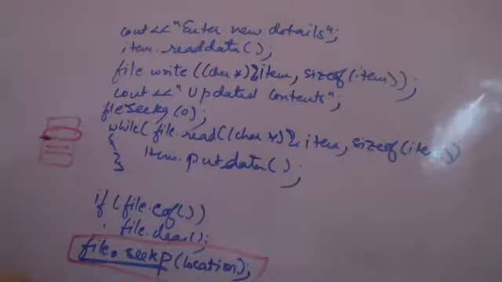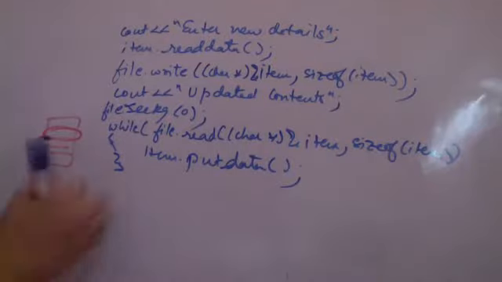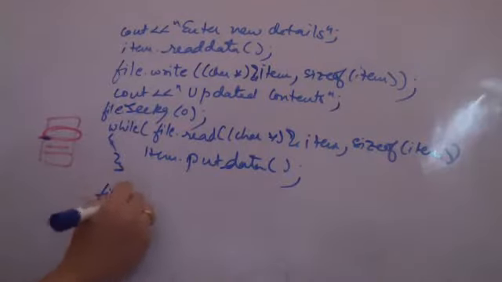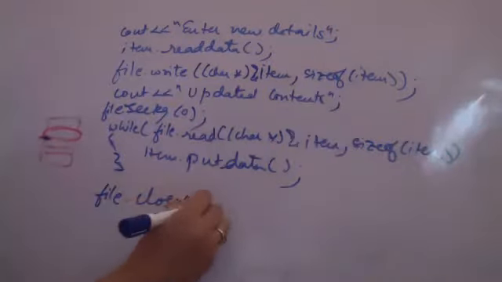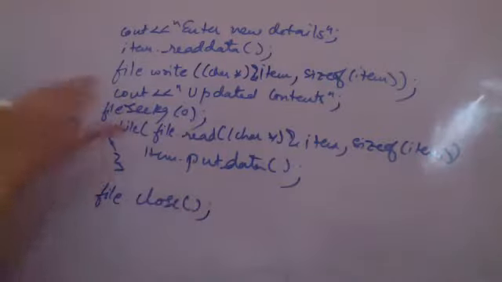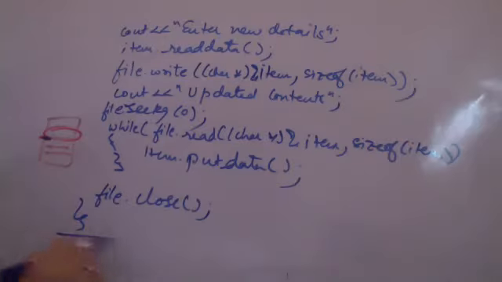After this loop is over, I want to close the file, so I will call file.close. हो गया मेरा सारा काम. I have read, I have written, I have appended, I have updated. Updation भी हो गई. Now I am closing the file and I am ending my main function. So this is how I end here with the program.